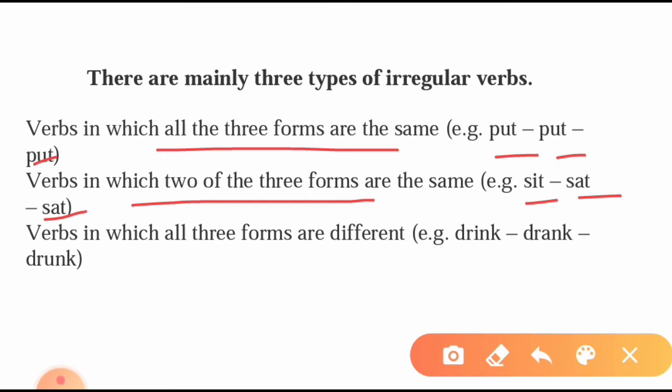Another type is verbs in which all three forms are different. We have already seen this in our examples, like drink, drank, drunk. Here you can see all the forms of the verb are totally different from each other. So these are the three points you have to remember: if all three forms are the same, it is an irregular verb; if two out of three are the same, it is irregular; or if all the forms of the verb are different, in that case we also say irregular verbs. So this is the basic concept of regular and irregular verbs.